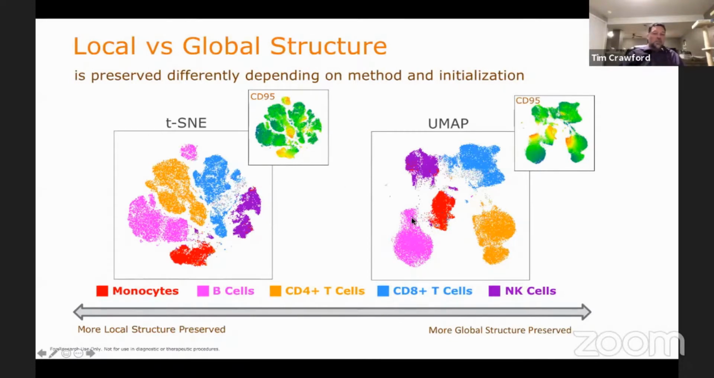But UMAP does a better job of keeping those islands together, but it doesn't flatten the data as much. With T-SNE, you won't find populations of different phenotypes overlaid onto each other. With UMAP, you may find that there's a z-axis there and you've got multiple populations grouped together. So that's one thing to consider.